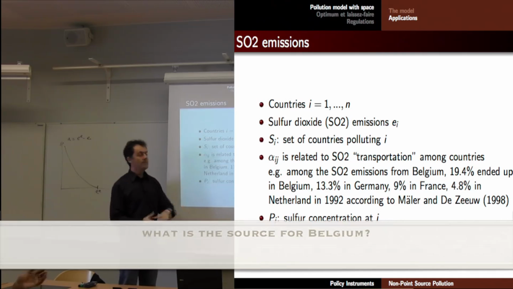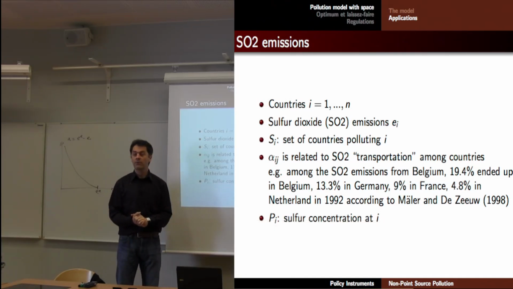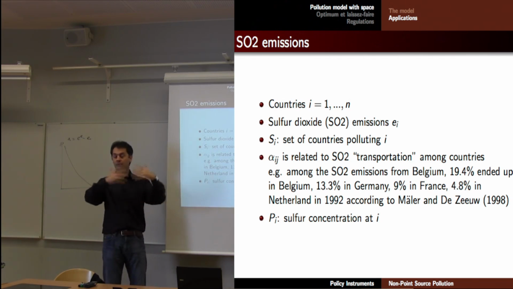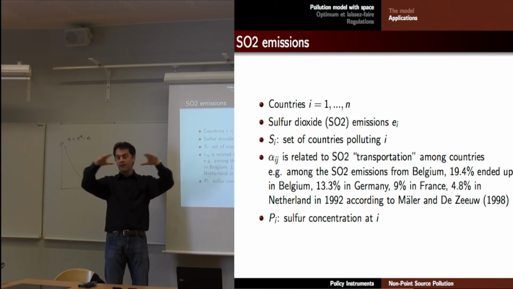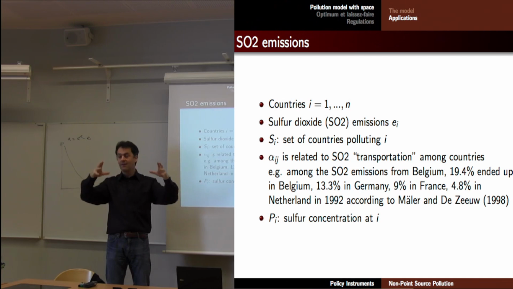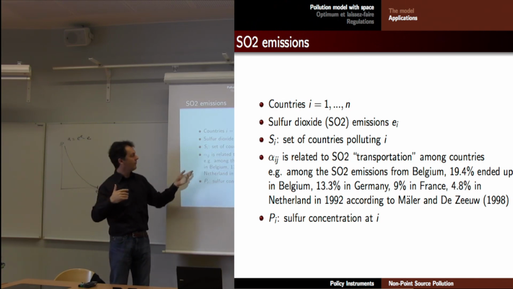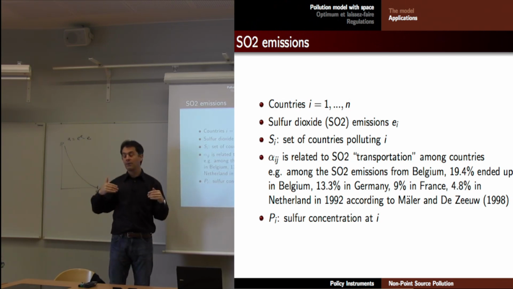So Belgium is emitting SO2 and NOx because Belgium, for instance, is using coal for producing electricity. So those SO2 and NOx emissions are going to the atmosphere, and then some are moving, some are staying, and then the sulfur is going down with rain, and is polluting lakes and forests. But some of the sulfur is moving to other countries.